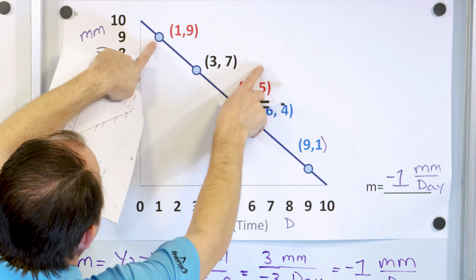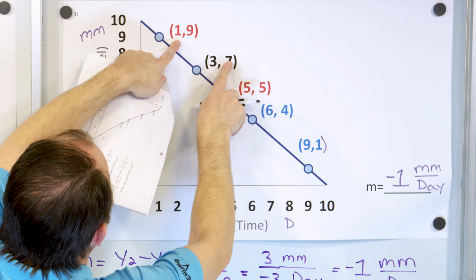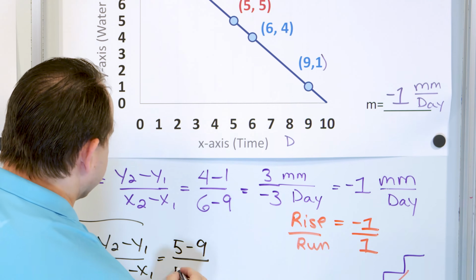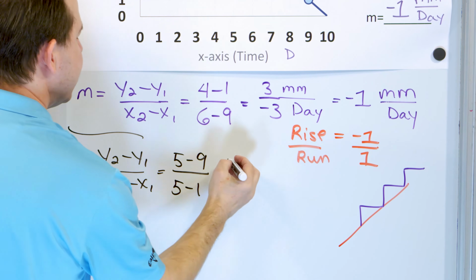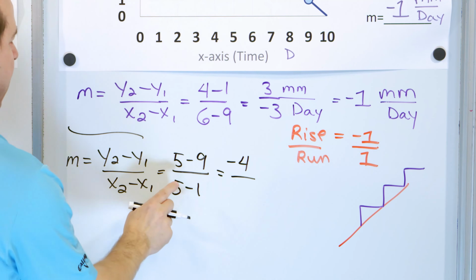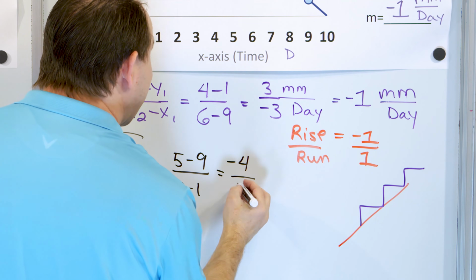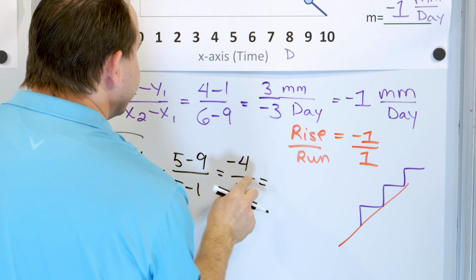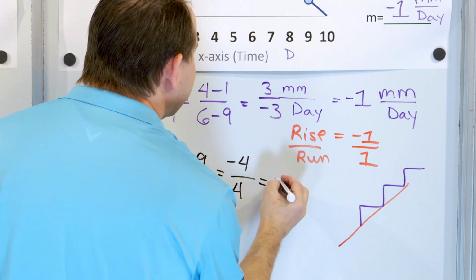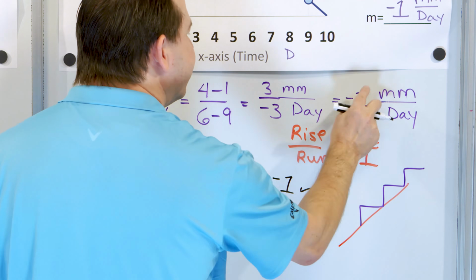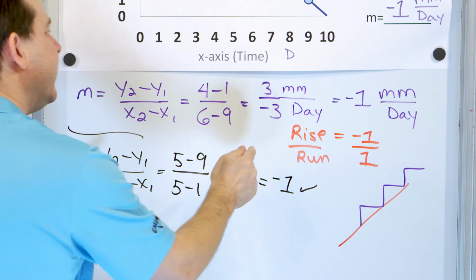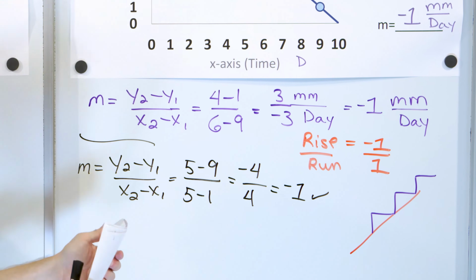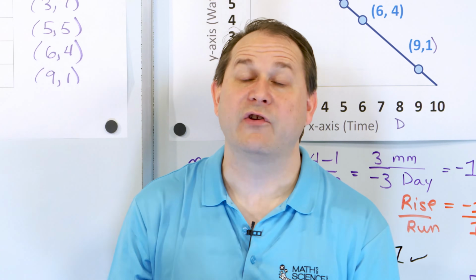And if we do it this way, then we subtract the x values the same way, 5 minus 1. Right, 5 minus 9, that's -4, and 5 minus 1 is +4, and then 4 divided by 4 is 1, and because of the negative sign, it's -1, and we get exactly the same slope that we calculated before, -1 millimeters per day.